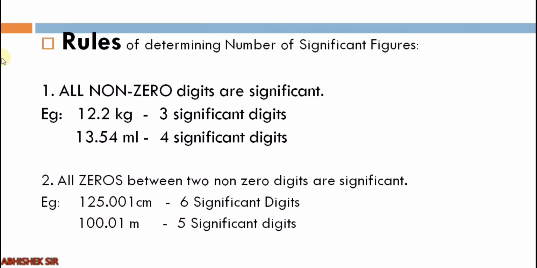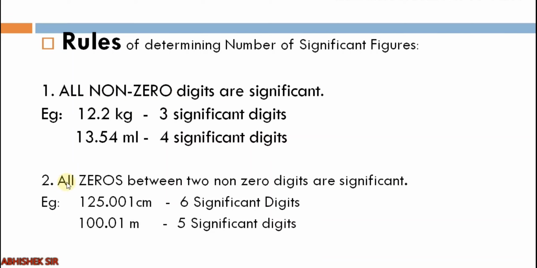Starting with the very first rule, which is very easy: all non-zero digits are significant. We take two different measurements. Like 12.2 kilogram. Here 1, 2 and 2, these three are non-zero, so this measurement contains three significant digits. In the next example, 13.54, you see all are non-zero, and that is why there are four significant digits. Clear? So all non-zero digits are significant.